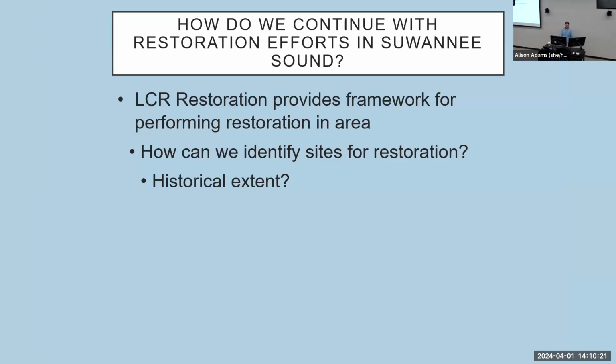So moving on from that first chapter, following analyzing the monitoring data, the next question I had was, well, how could we go about restoration in the future, right? Lone Cabbage Reef restoration provides a framework for performing restoration in the area following an adaptive management protocol. But the question with restoration isn't how we should do it. It's necessarily how do we identify sites for future restoration efforts. Lone Cabbage Reef restoration used historical extent, and is that something we should do, or are there other options available?